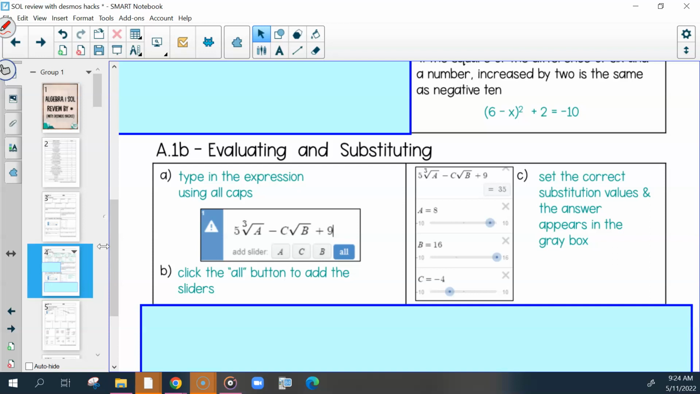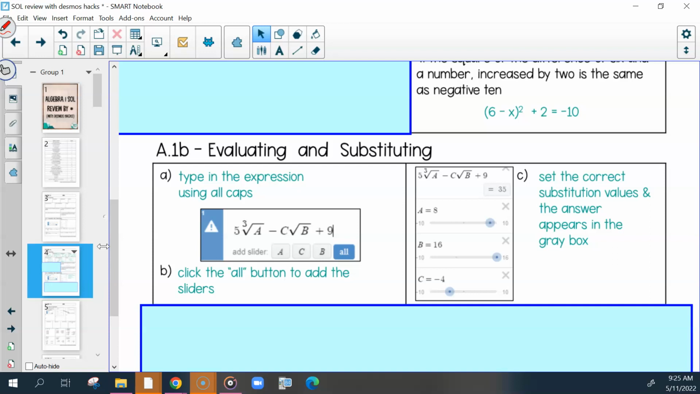So translating things is not something you could do in Desmos. That's something you have to know. Evaluating and substituting you could do in Desmos. Does anyone need to see this in Desmos? How that would work or how we would do that? And did we have questions on 5, 6, 7, or 8? Need to see them, want to check our answers, anything like that.